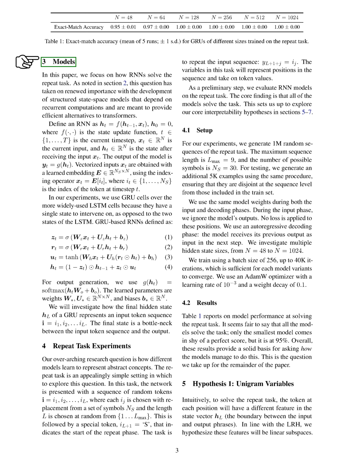Section: Models. In this section, we focus on how recurrent neural networks, RNNs, tackle the repeat task. This topic has gained importance due to the rise of structured state space models that utilize recurrent computations as efficient alternatives to transformers.